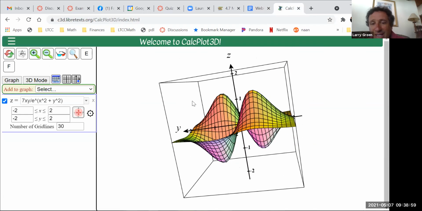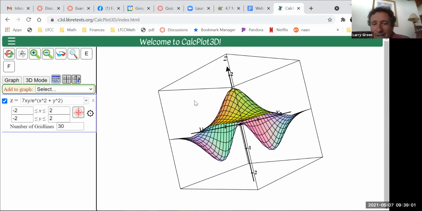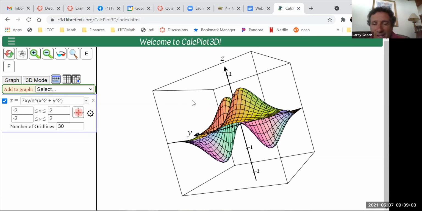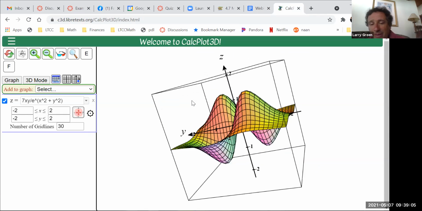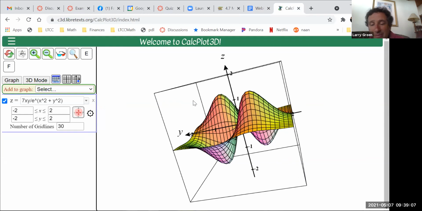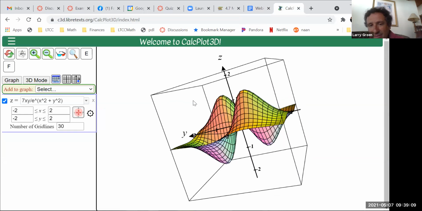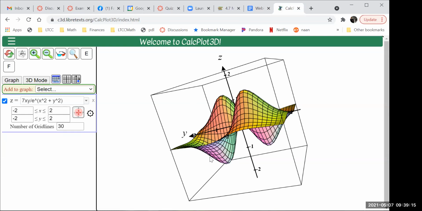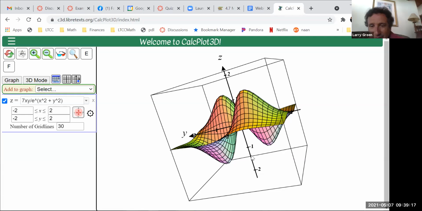Does this particular surface have a local minimum? I would suppose so. Yeah, there are 2 of them, here and here. There are 2 local mins. Again, once you understand local max, local min is just upside down. That's all it is. Any questions on that?